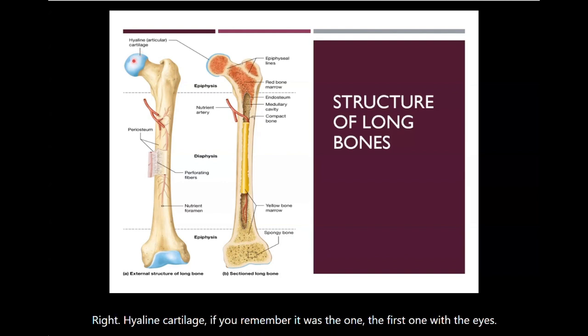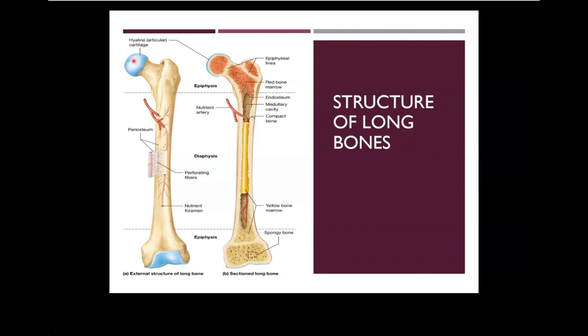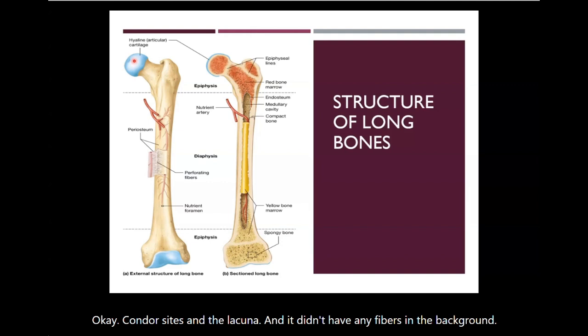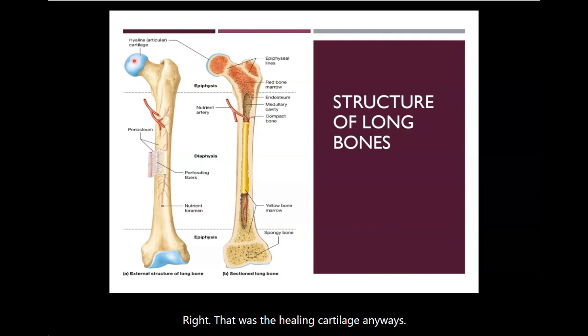Hyaline cartilage, if you remember, it was the first one with the eyes, okay, chondrocytes and a lacuna, and it didn't have any fibers in the background. It only had extracellular matrix. Do you remember that tissue, just eyes and extracellular matrix, right? That was the hyaline cartilage. Anyways, it's made up of a cartilage.